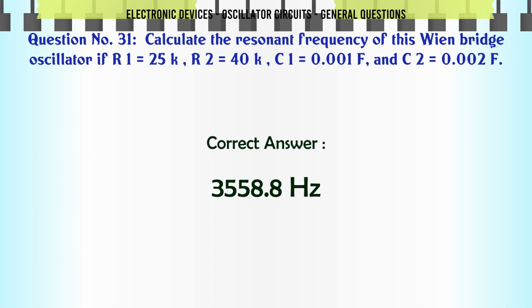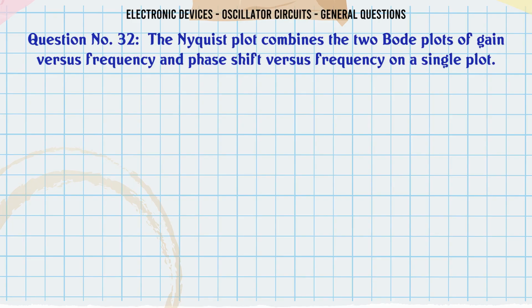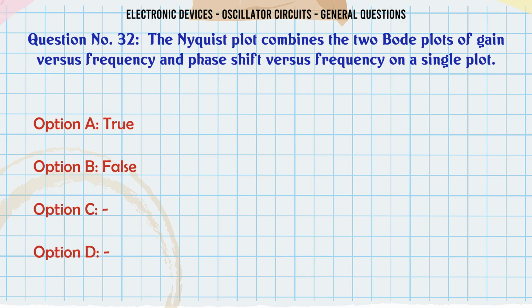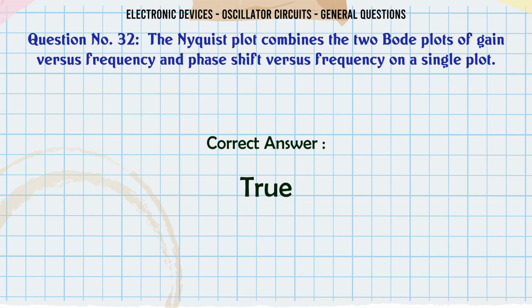The Nyquist plot combines the two Bode plots of gain versus frequency and phase shift versus frequency on a single plot. A. True. B. False. The correct answer is true.